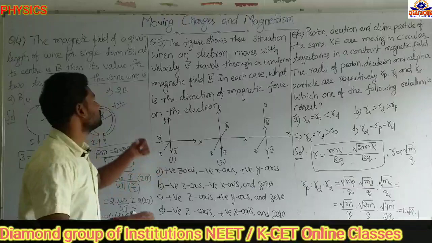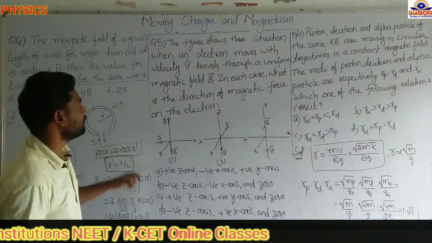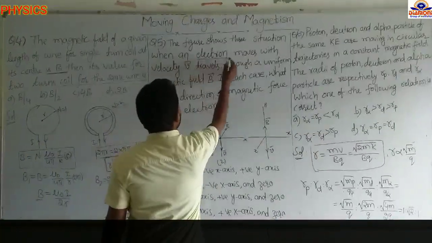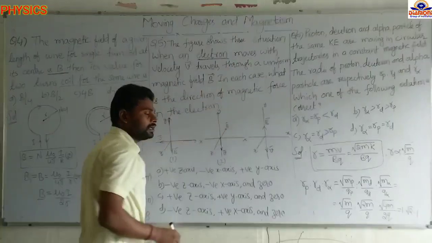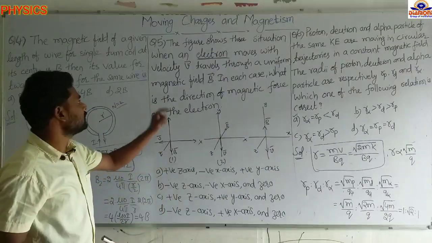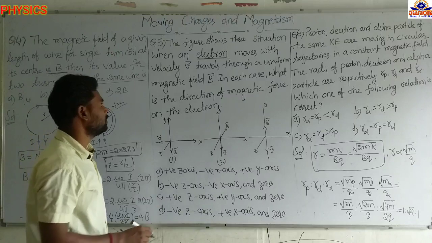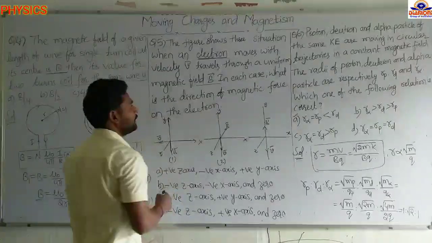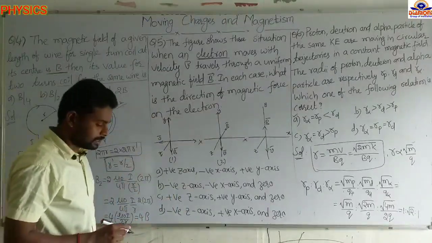And next, see question number 5. The figure shows the situation when an electron moves with velocity. Every student will make the mistake here only. Electron moves with velocity v, travels through a uniform magnetic field B bar. In each case, the direction of the magnetic force on the electron is.